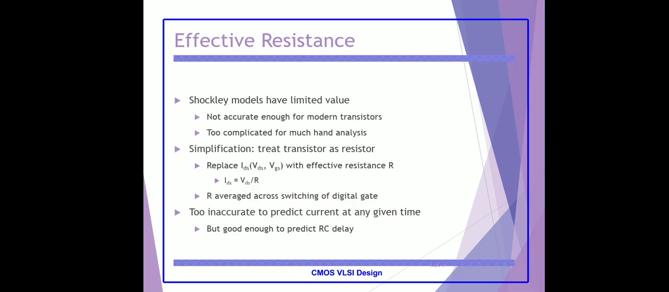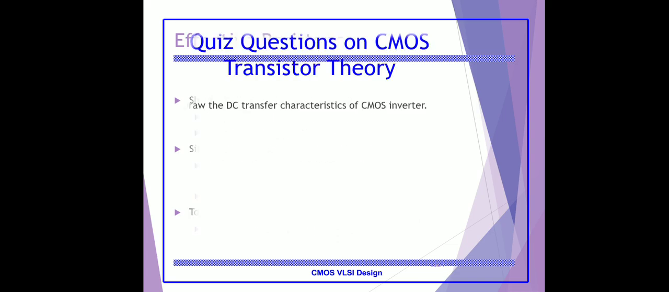And the effective resistance. This effective resistance has a limited value. It is not accurate enough for modern transistors, which are also complicated. This is complicated for hand analysis, so the simplification is that the transistor can act as a resistor and be replaced with an effective resistance. So IDS, VDS, VGS: IDS is equal to VDS by R, and this resistance is the average over the switching of the digital gate. It is accurate enough to produce the current at a given time, but that is not good enough to produce the RC delay.